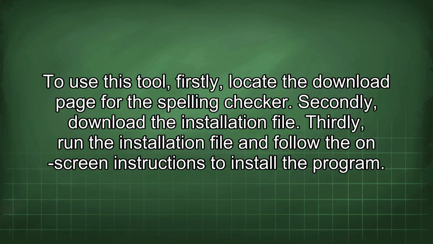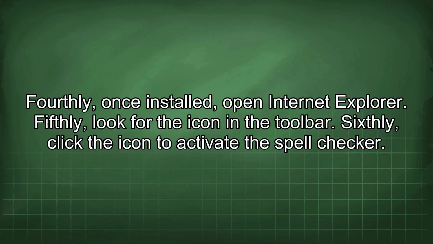To use this tool, firstly, locate the download page for the spelling checker. Secondly, download the installation file. Thirdly, run the installation file and follow the on-screen instructions to install the program. Fourthly, once installed, open Internet Explorer. Fifthly, look for the icon in the toolbar. Sixthly, click the icon to activate the spell checker.